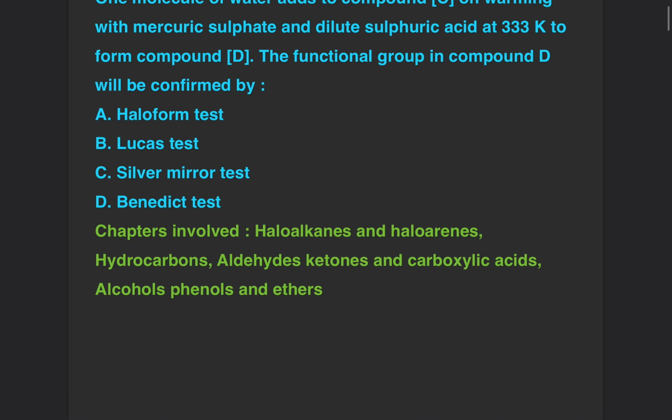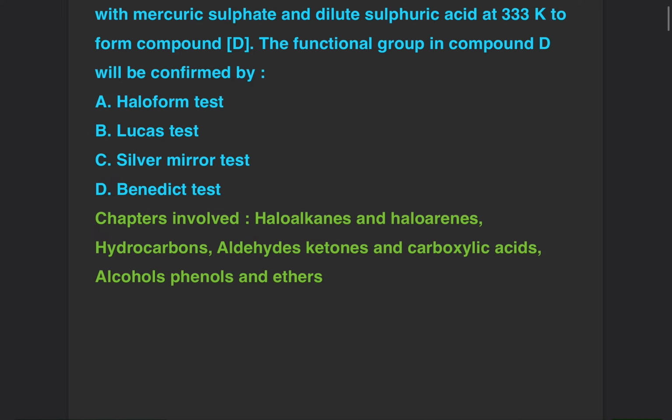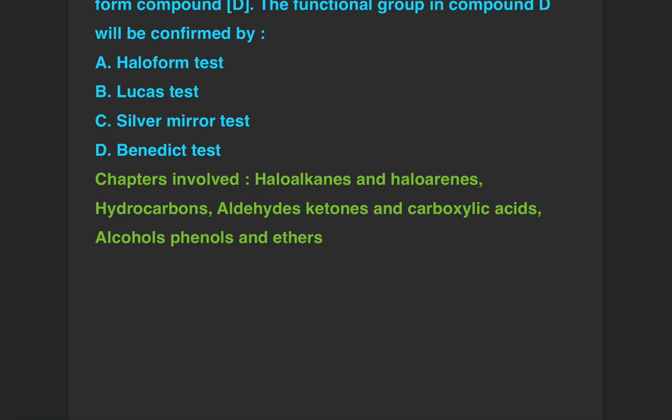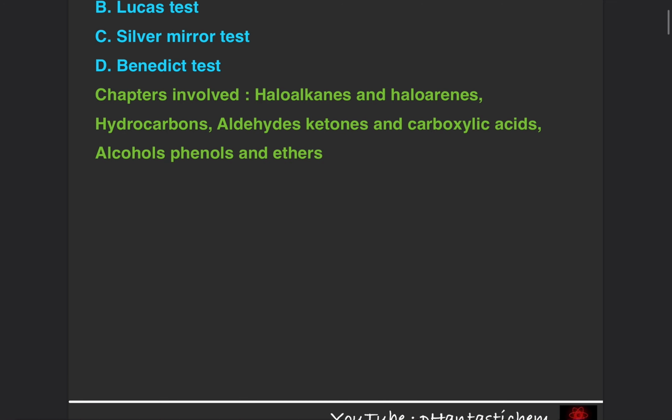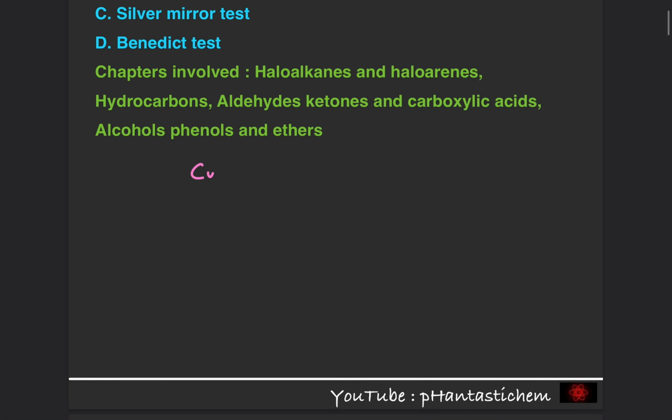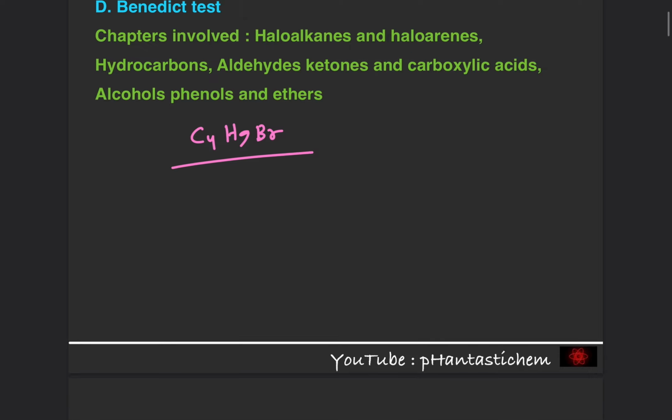Okay, so we have four tests given to us. The chapters involved are haloalkanes and haloarenes, hydrocarbons, aldehydes, ketones and carboxylic acids, and alcohols, phenols and ethers. Okay, so we are starting with an optically active alkyl bromide C4H9Br. A simple test of molecular chirality is the presence of a single asymmetric or chiral carbon atom in the molecule. Very important.